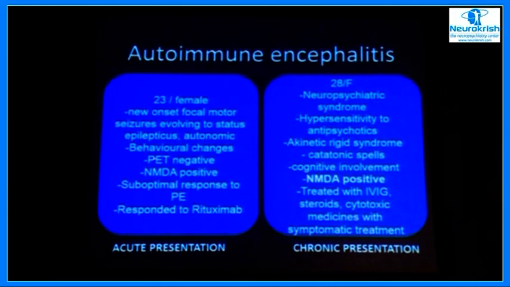So basically, talking about acute presentation of two NMDA positive patients. A 23-year-old female with a new onset focal motor seizures evolving to status epilepticus, autonomic changes, behavioral changes, PET negative, NMDA positive with suboptimal response to plasma exchange, response to rituximab. The second patient is a 28-year-old female with a neuropsychiatric syndrome, hypersensitivity to antipsychotics, akinetic rigid syndrome, catatonic spells, cognitive involvement, NMDA positive, treated with IVIG, steroids, cytotoxic medicines with symptomatic but a chronic presentation.